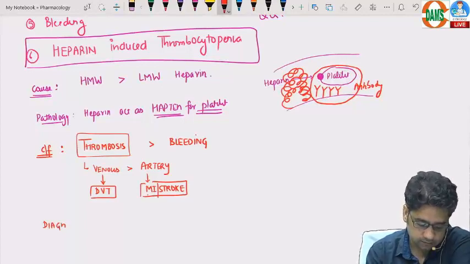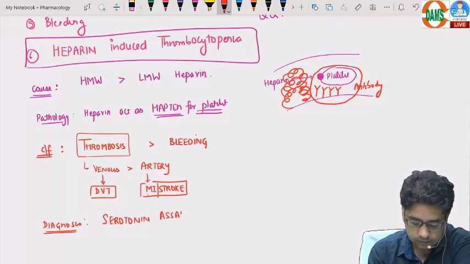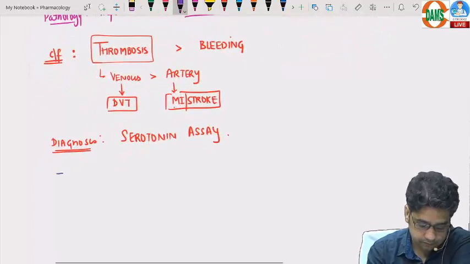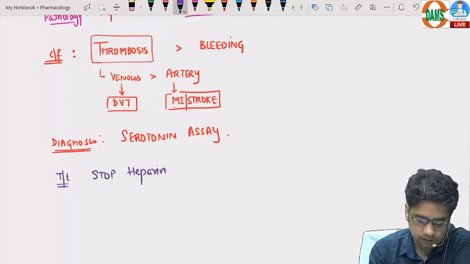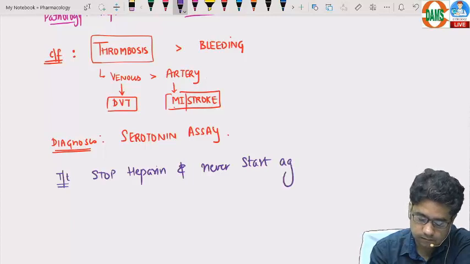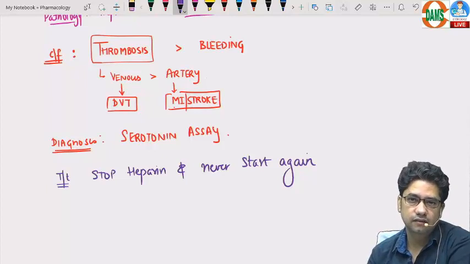Diagnosis. You'll write serotonin assay. Platelets release serotonin when they get damaged. Okay. Treatment. Stop heparin and never start again.